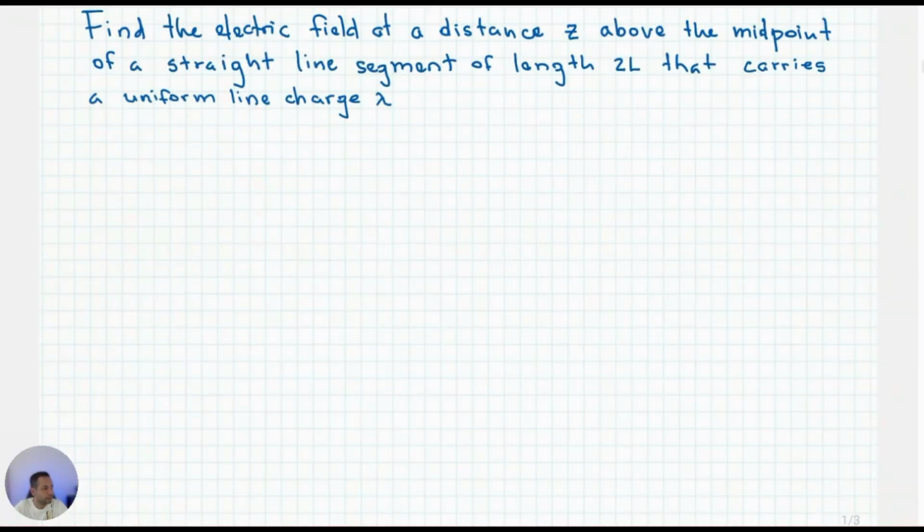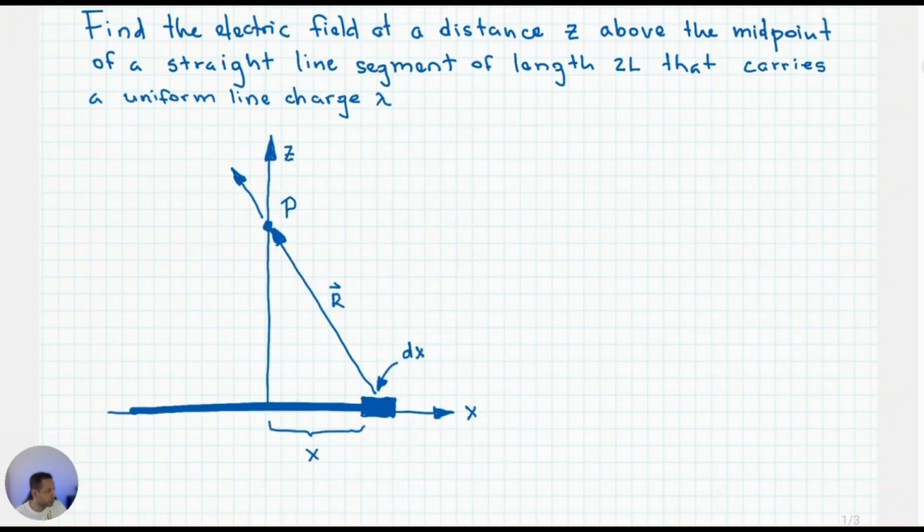Today we are going to find the electric field produced by a uniformly charged line segment. The problem says: find the electric field at a distance z above the midpoint of a straight line segment of length 2L that carries a uniform line charge lambda. So the illustration for this problem is this one. It shows the line segment that is charged.